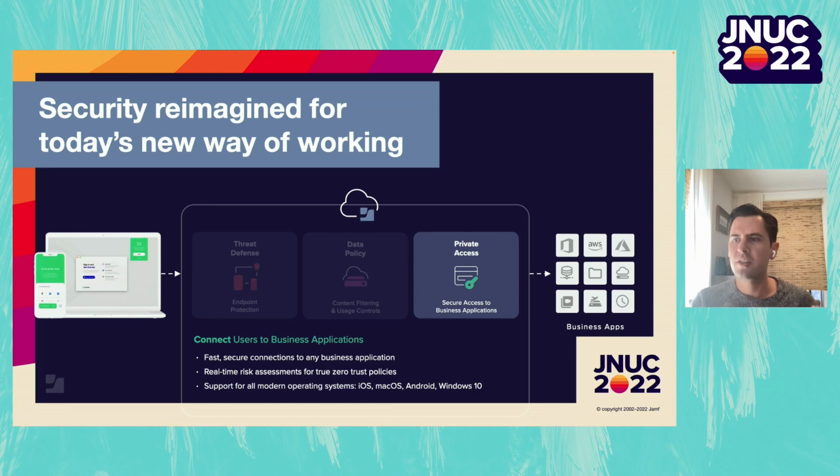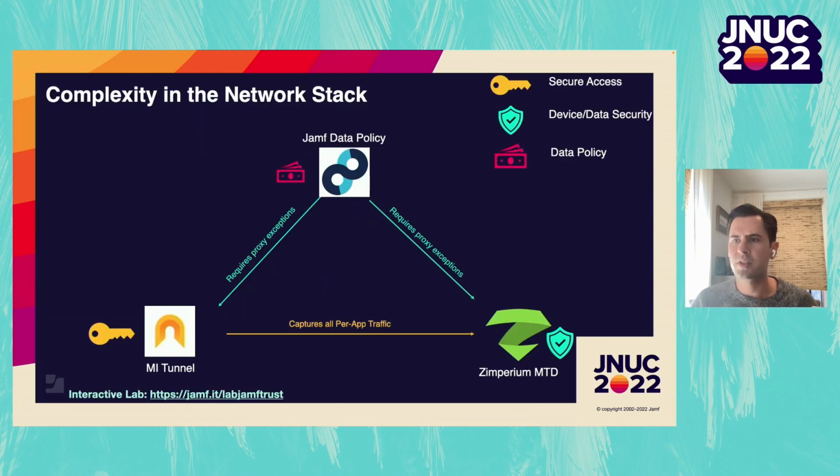Now that I've touched on each of the three pillars within private access, I want to talk about what some of our customers come to us with when they talk about the complexity in their network stack, and how oftentimes they have three separate solutions within the network stack. So for instance, they might have one solution for secure access, one solution for device and data security, and a third for data policy. That might cause some complexity both from an end user and an admin perspective, where you need to require different proxy exceptions or have different ways to authenticate.